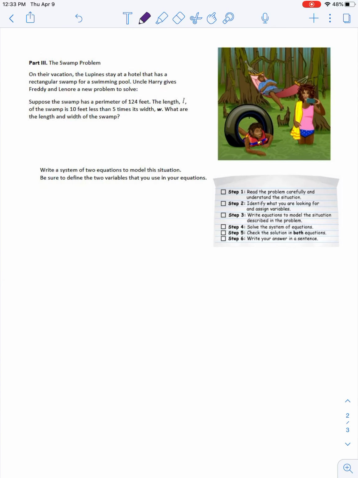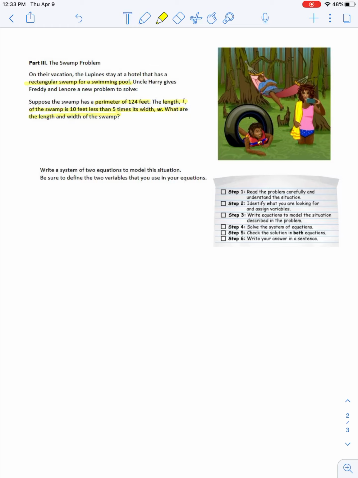All right, we got one more that we're going to go through, and this is the swamp problem. So on their vacation, the same family stays at a hotel that has a rectangular swamp for a swimming pool. Uncle Harry gives Freddie and Lenore a new problem to solve. Suppose the swamp has a perimeter of 124 feet. The length of the swamp is 10 feet less than 5 times the width. What are the length and the width of the swamp?